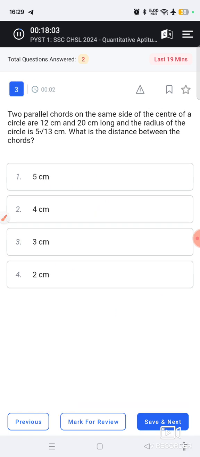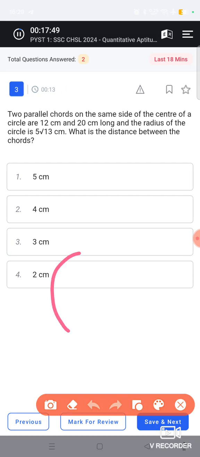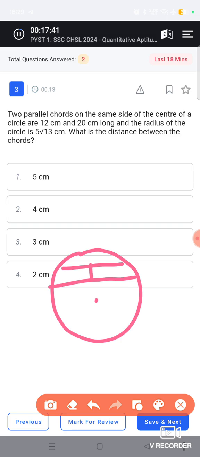Two parallel chords on the same side of the center of a circle are 12 centimeters and 20 centimeters long, and the radius of the circle is given. What is the distance between the chords? Okay, this is the circle, this is the center. Two chords, one is 12 and another is 20. Distance between the chords. So this one is the radius and this one is the radius.